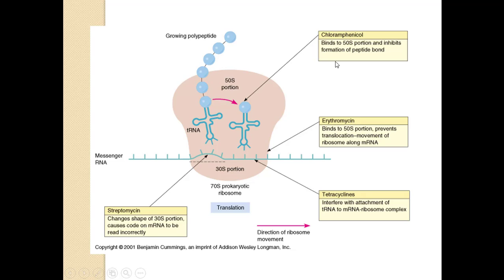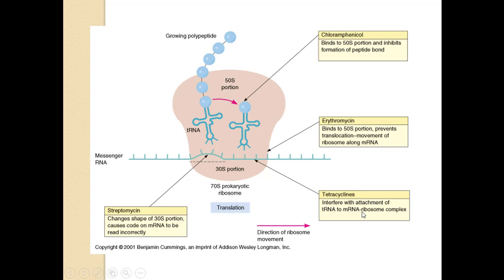This is a breakdown of where the different antibiotics will inhibit bacterial function. Chloramphenicol binds to the 50S portion and inhibits the formation of the peptide bond, so you won't have a growing peptide chain right there. Erythromycin will bind to the 50S portion and prevents the translocation movement of the ribosome, so it prevents the ribosome from moving along the mRNA.